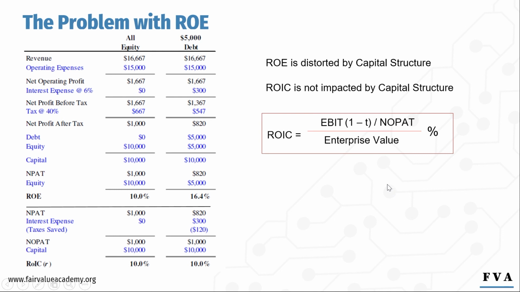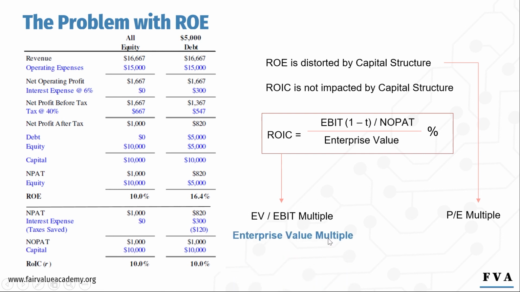As mentioned earlier, the inverse of ROIC is the EV/EBIT multiple, and the inverse of ROE is the PE multiple. The EV/EBIT multiple is what we call an enterprise value multiple, and the PE multiple is what we call an equity value multiple. In the next session, we will delve deeper into enterprise value multiples and equity value multiples.